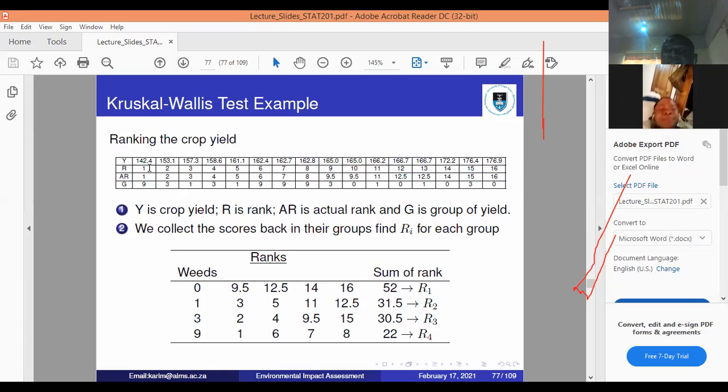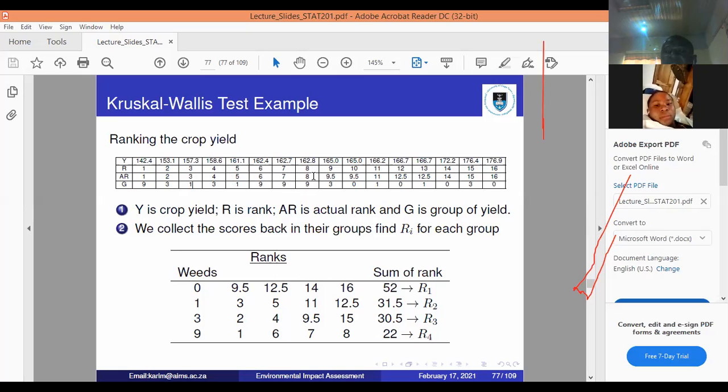Now we assign ranks to the data. Let's just count 1, 2, 3, 4, up to 16. We've just counted them. Now let's give them their actual ranks. The smallest takes rank 1. The next smallest is 153 and it takes 2. The next is 3, the next is 4, then 5, 6, 7, 8.